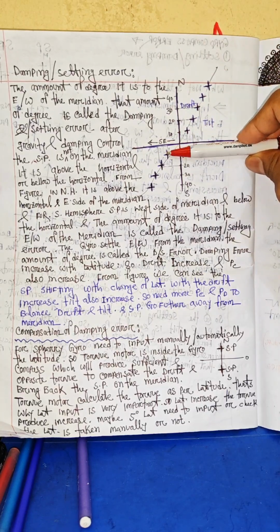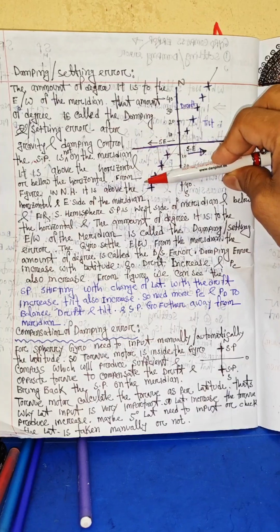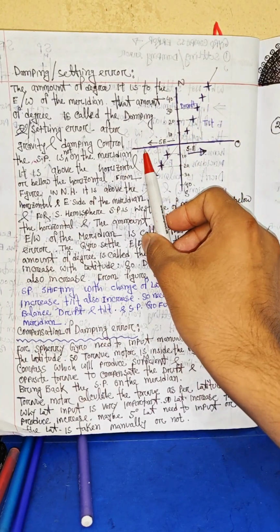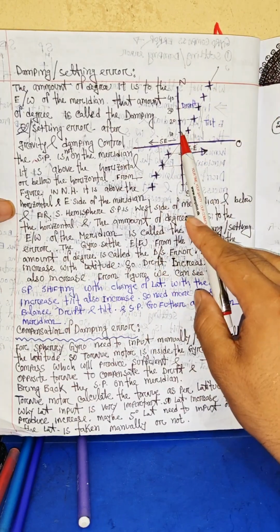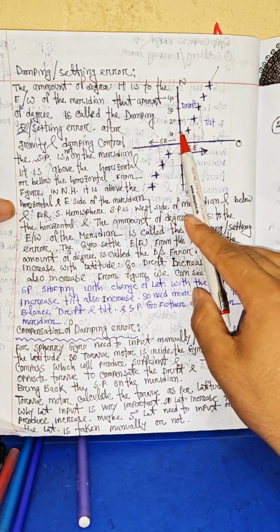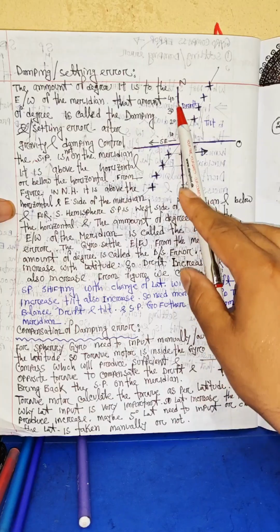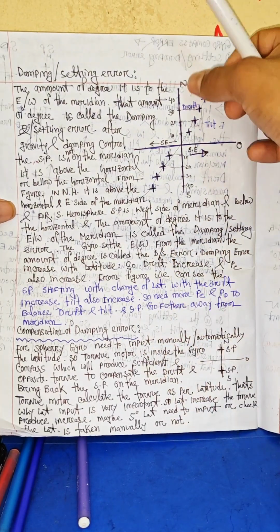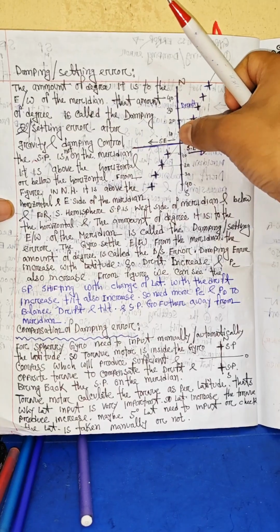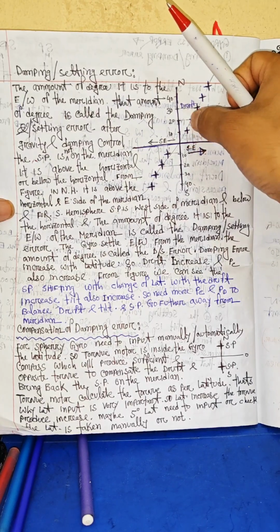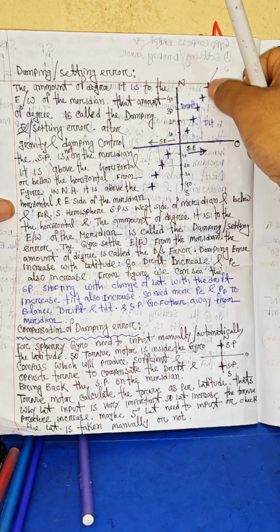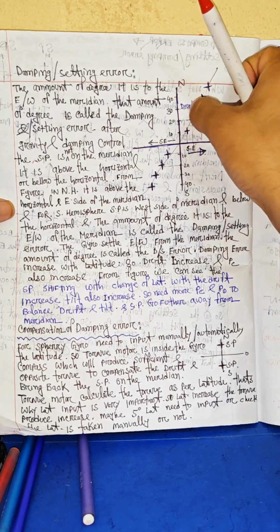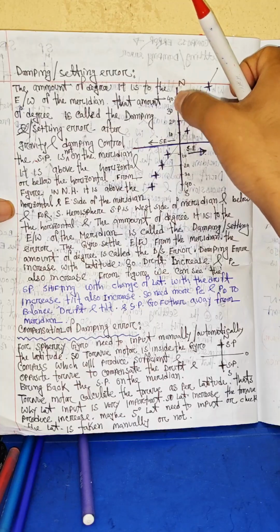This is above the horizontal in the northern hemisphere and below the horizontal in the southern hemisphere, and east of the meridian in the northern hemisphere and west of the meridian in the southern hemisphere. You can see this, the amount of degrees it is east or west of the meridian is called the damping or settling error, remember. This amount of degrees depends on the latitude, because as the latitude increases, your settling point goes this way. So this amount of degrees is called the settling or damping error, guys.